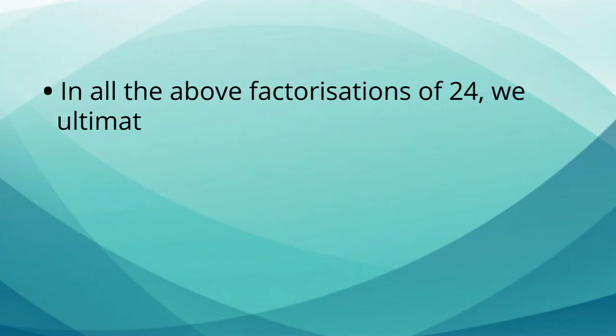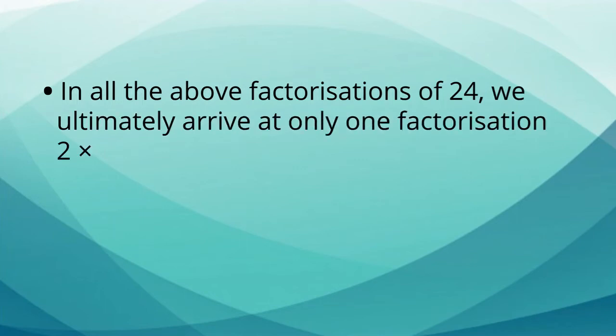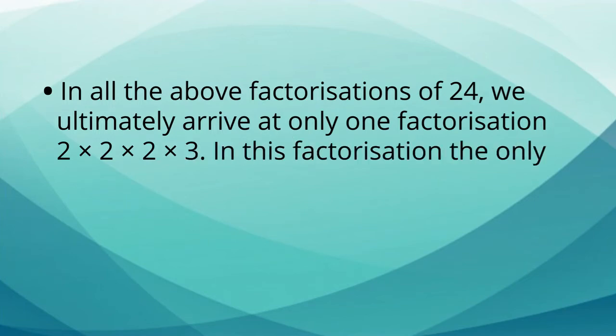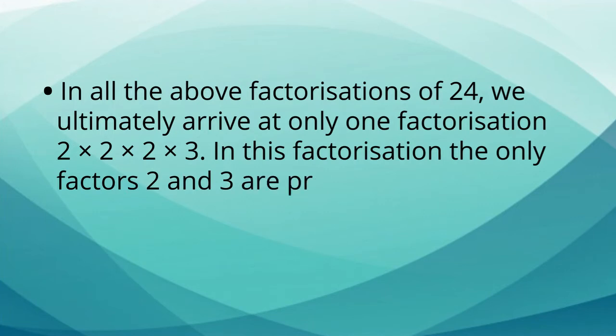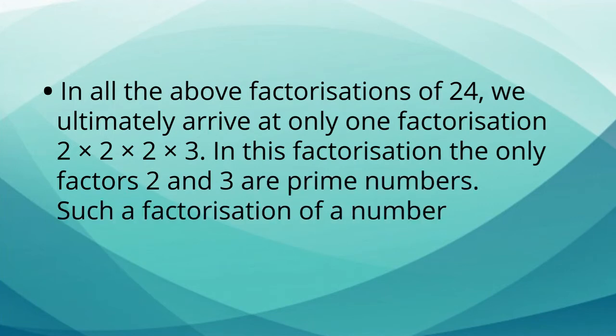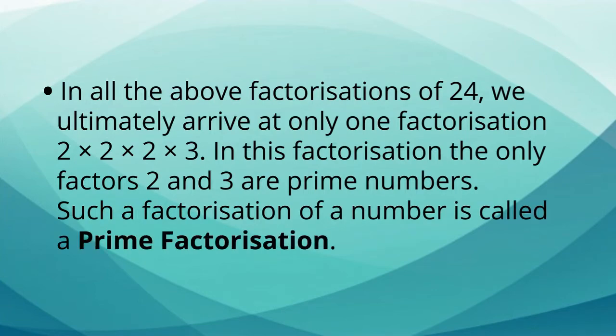You can see that in all these factorizations of 24, we ultimately arrive at only one factorization, 2 multiplied by 2 multiplied by 2 multiplied by 3. In this factorization, the only factors, 2 and 3, are prime numbers. Such a factorization of a number is called a prime factorization.